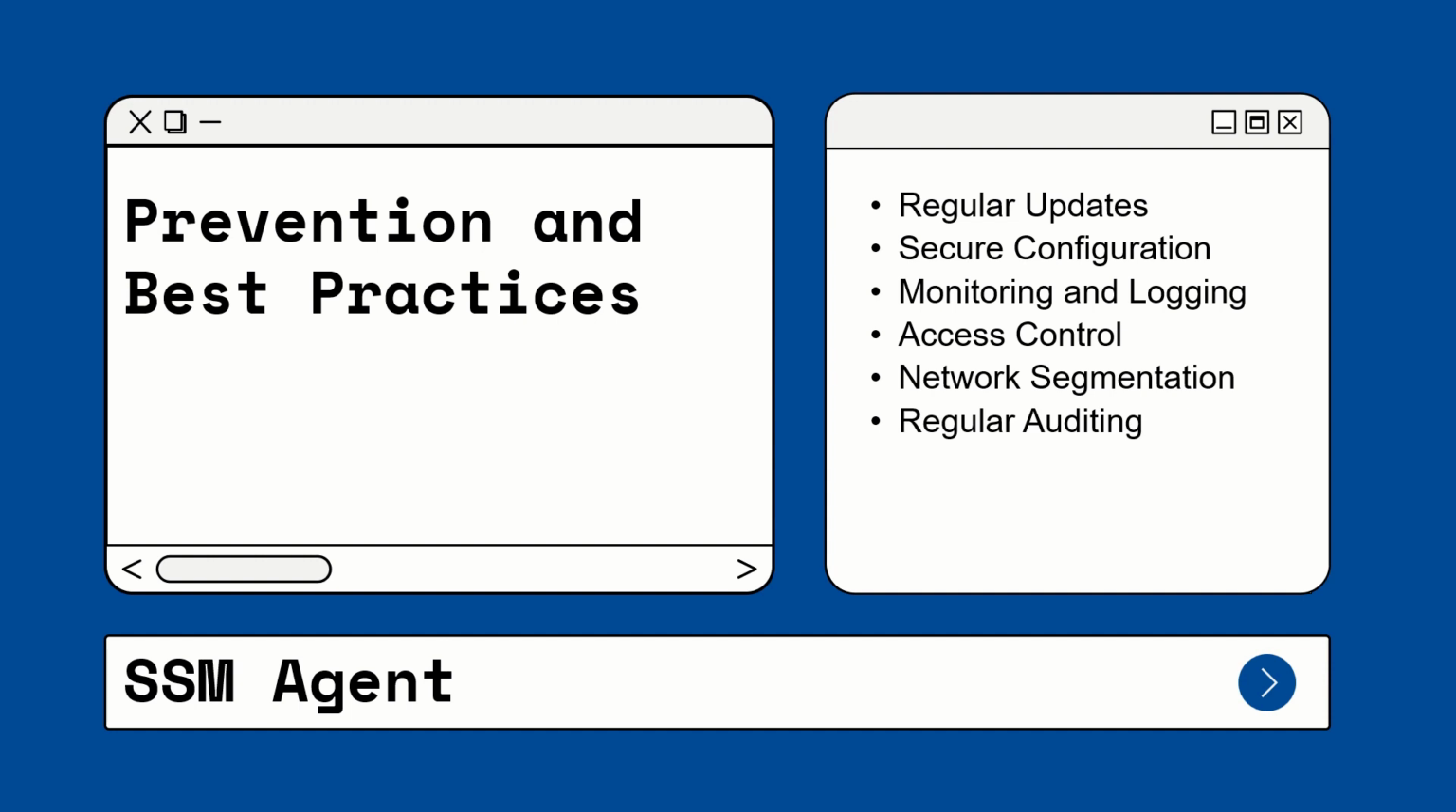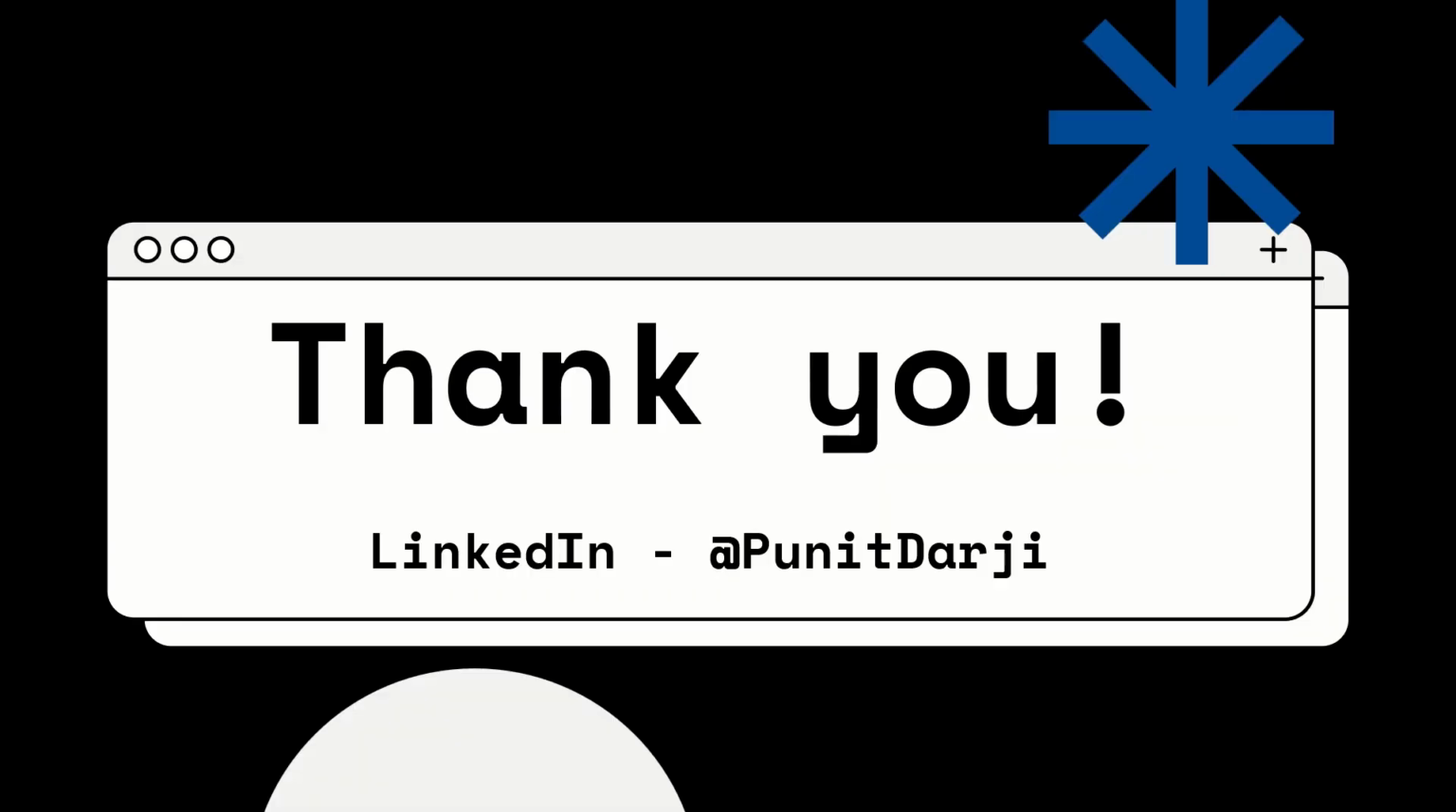Sixth is regular auditing, and last but not the least, incident response plan and employee awareness training. So these are the prevention and best practices. That's all from my side on understanding the SSM agent and its vulnerabilities. Remember, while the SSM agent offers incredible convenience for managing your cloud infrastructure, it's crucial to prioritize security and follow the best practices. Stay vigilant, keep your agent up to date, and regularly assess and secure its configuration.